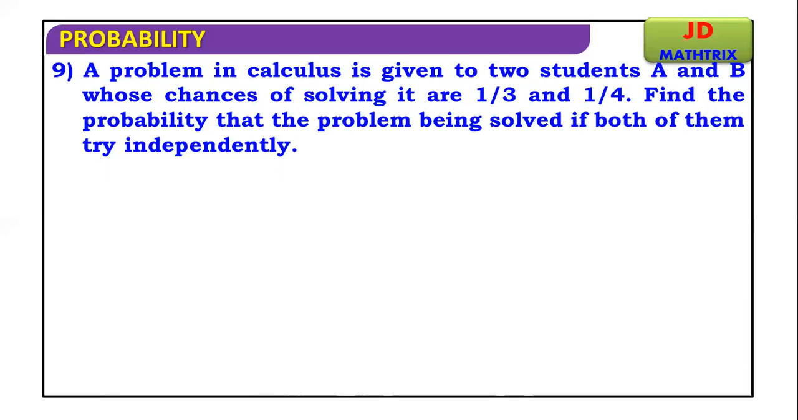A problem in calculus is given to 2 students A and B whose chances of solving it are 1/3 and 1/4. Find the probability that the problem being solved if both of them try independently.